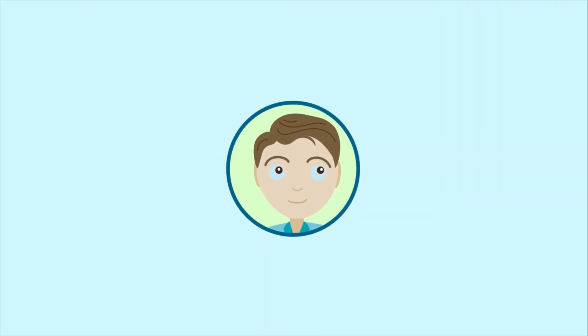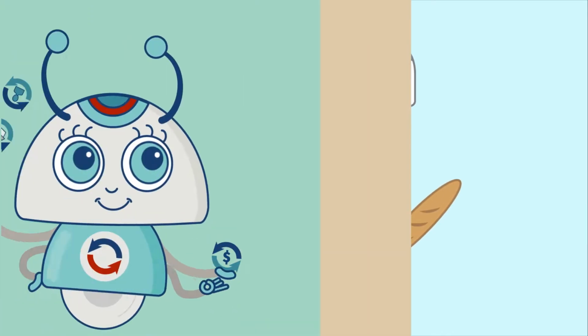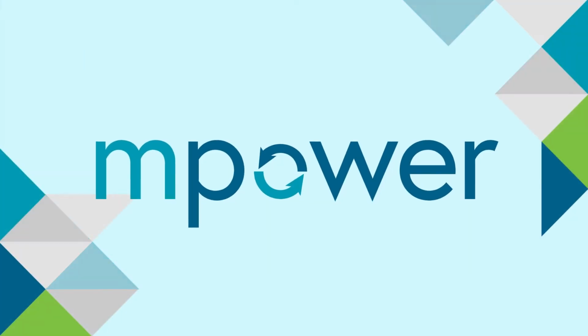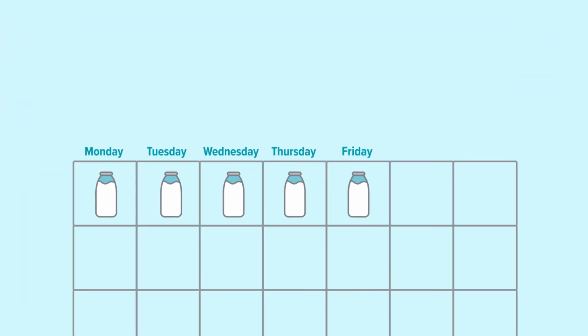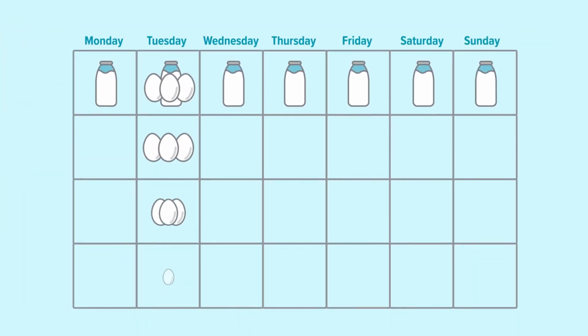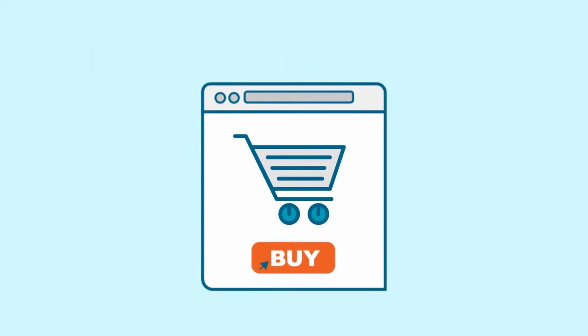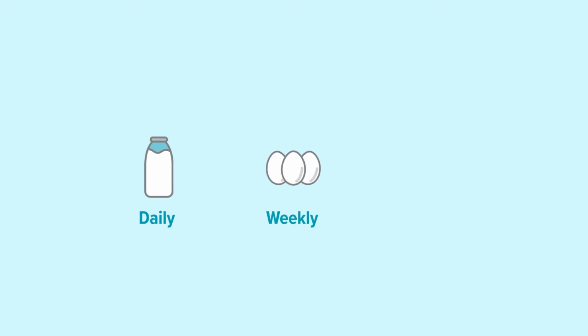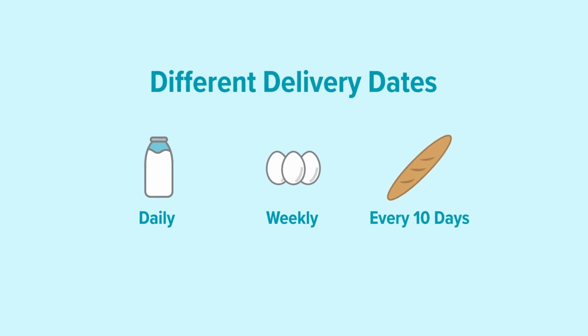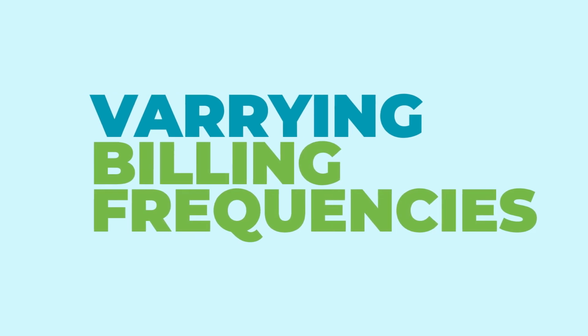Today, we're going to follow Cameron as he attempts to ditch his grocery list and use mPower to buy groceries. Like most shoppers, Cameron has a household that needs items daily, weekly, as well as the occasional treat. Shopping online with mPower will allow him to subscribe to products with different delivery dates. These are also referred to as varying billing frequencies by mPower.